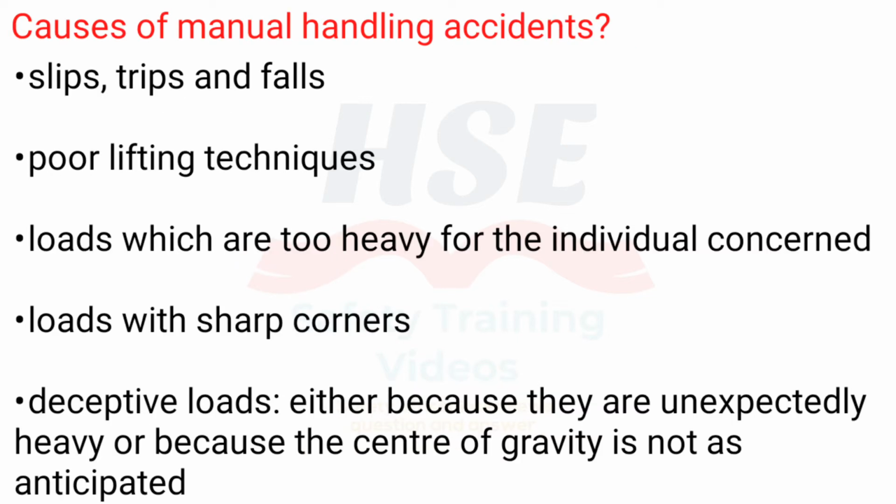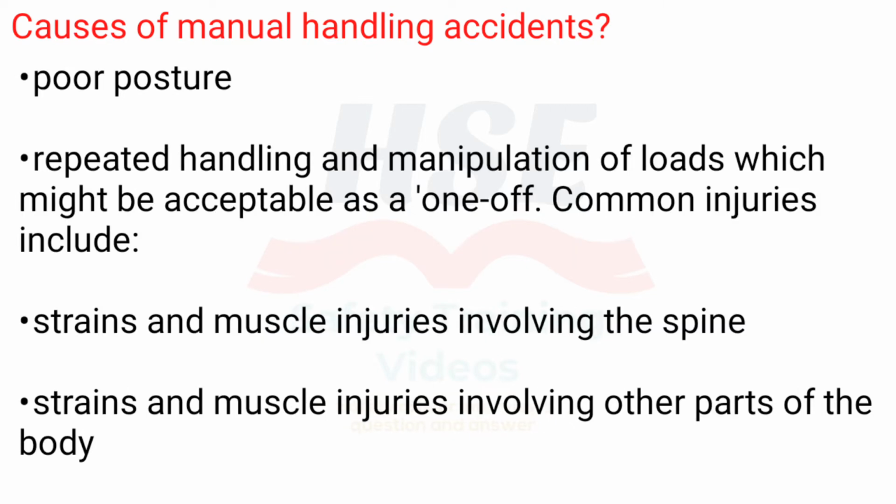General rules. Causes of manual handling accidents. Slips, trips and falls. Poor lifting techniques. Loads which are too heavy for the individual concerned. Loads with sharp corners. Deceptive loads, either because they are unexpectedly heavy or because the center of gravity is not as anticipated. Poor posture. Repeated handling and manipulation of loads which might be acceptable as a one-off.